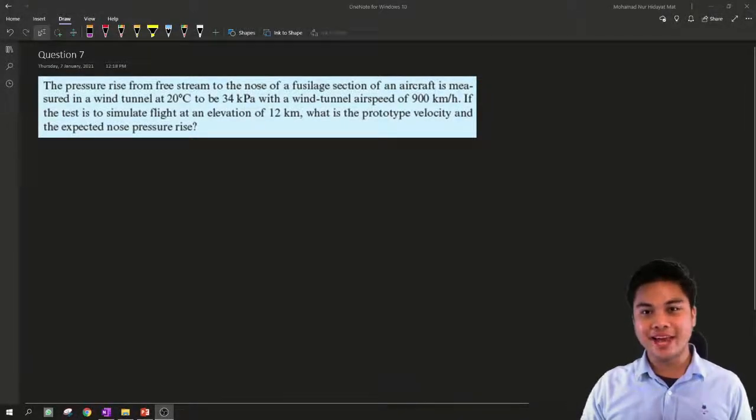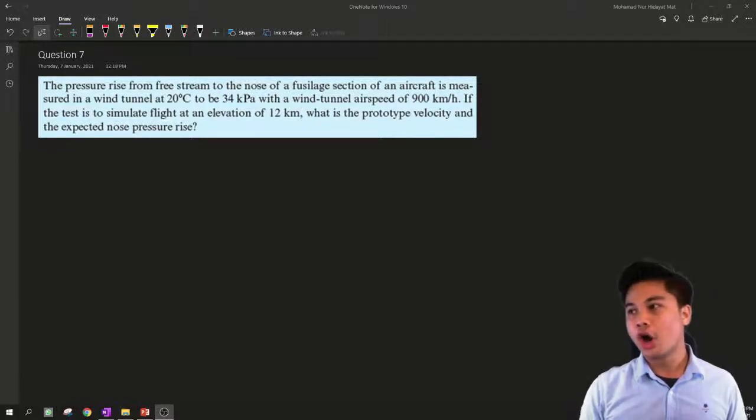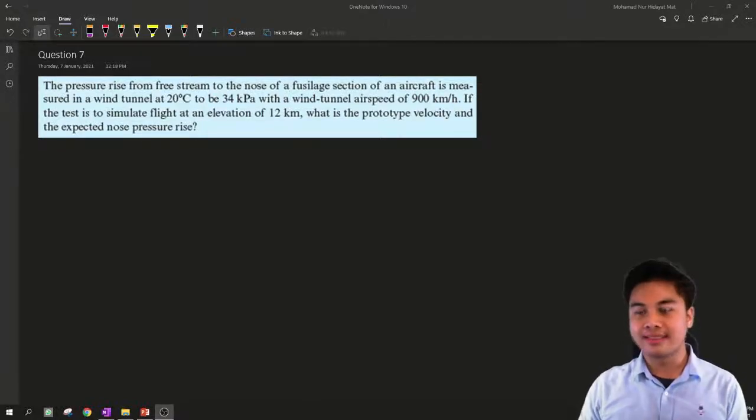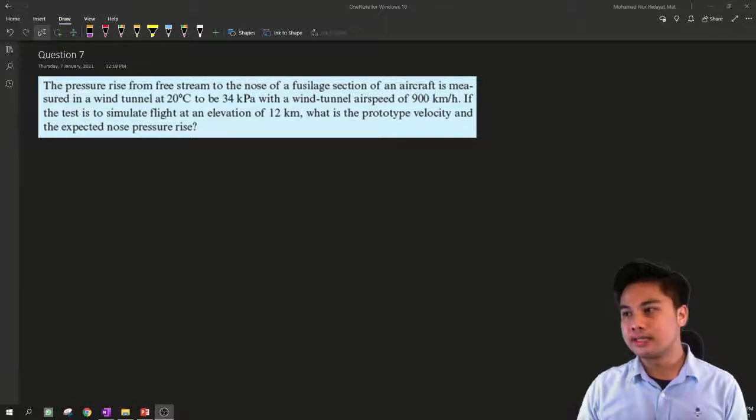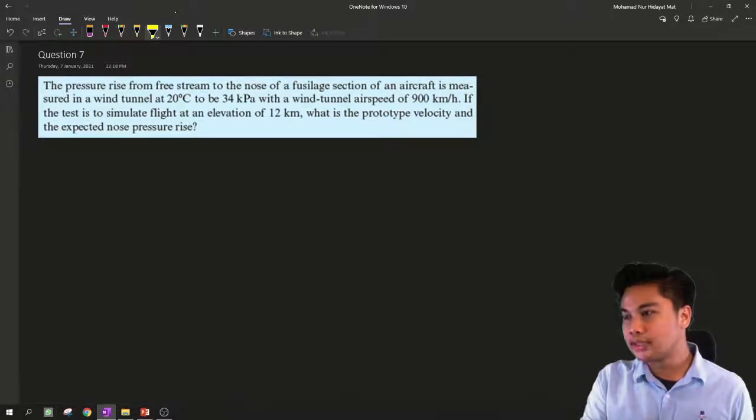Hi, welcome back. Today we have a question. The pressure rise from the free stream to the nose of a fuselage section of an aircraft is measured in a wind tunnel at 20 degrees Celsius to be 34 kilopascal, with the wind tunnel airspeed of 900 kilometer per hour. If the test is to simulate flight at an elevation of 12 km, what is the prototype velocity and the expected nose pressure rise? So the question asks: what's the prototype velocity and the expected pressure rise?